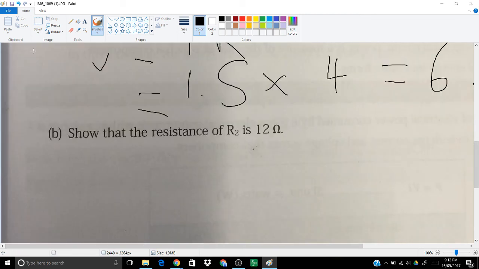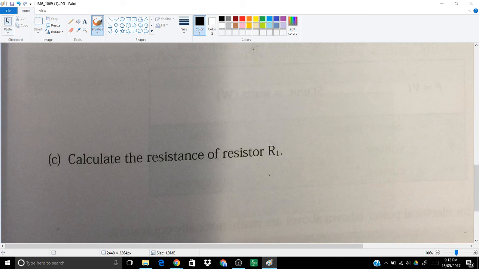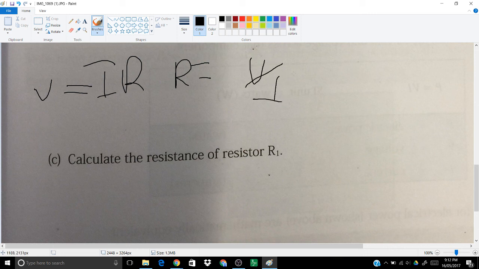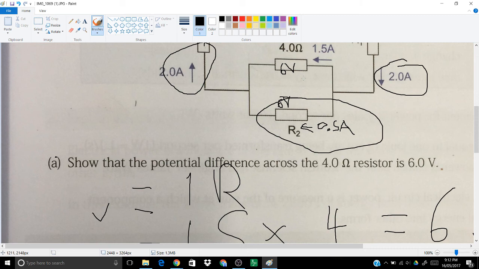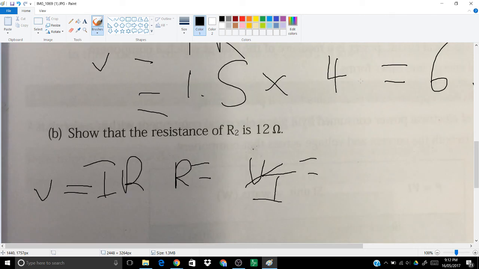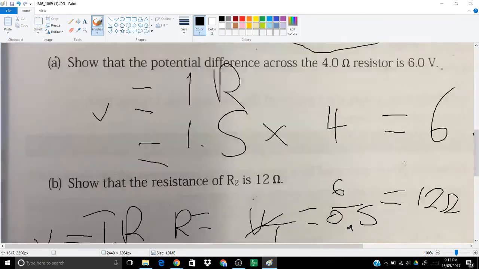So again, V equals I R, and then R equals V on I. What have we got again? 6 volts and 0.5 amperes. 6 volts over 0.5 equals 12 ohms. I'm starting to get the hang of this. So that's part B.